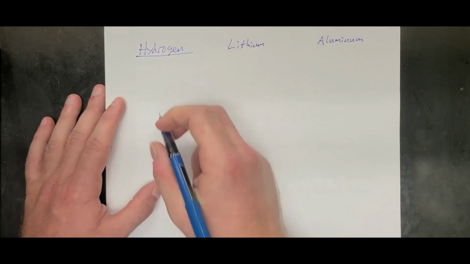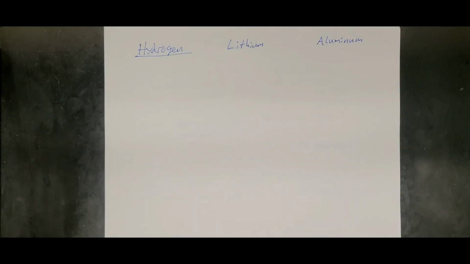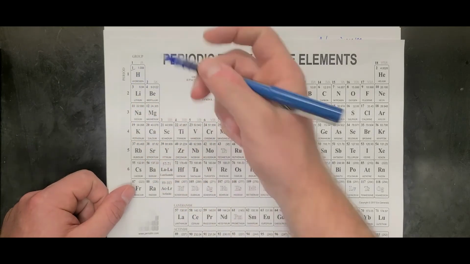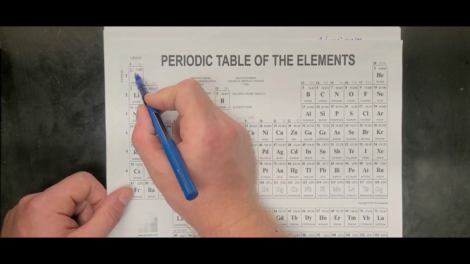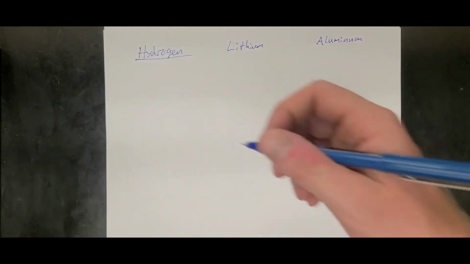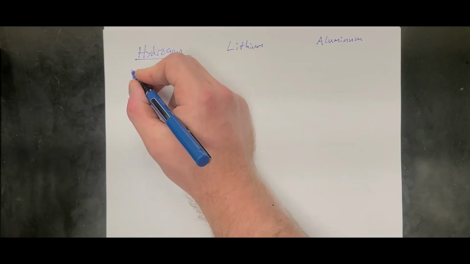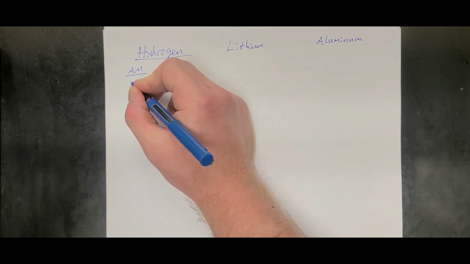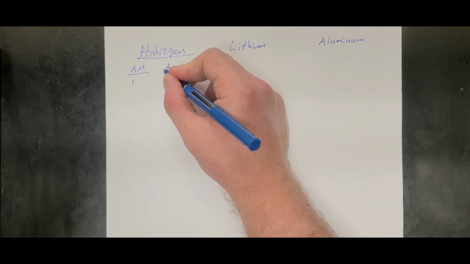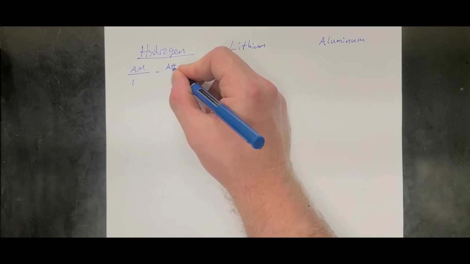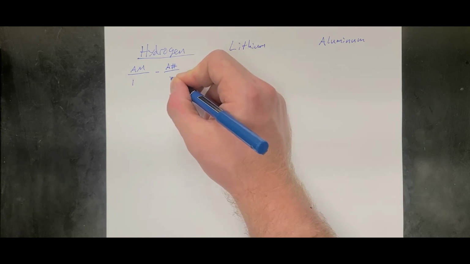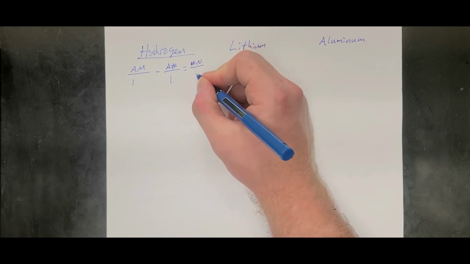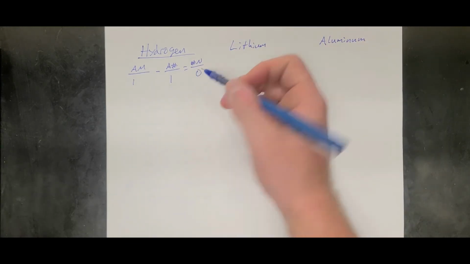Okay, hydrogen. We went and looked it up on our handy periodic table here. Its atomic number is 1. That means it has 1 proton. Its atomic mass is 1. So if we took atomic mass 1 and subtract the atomic number, we would find that the number of neutrons is 0. So we don't have to draw any neutrons.